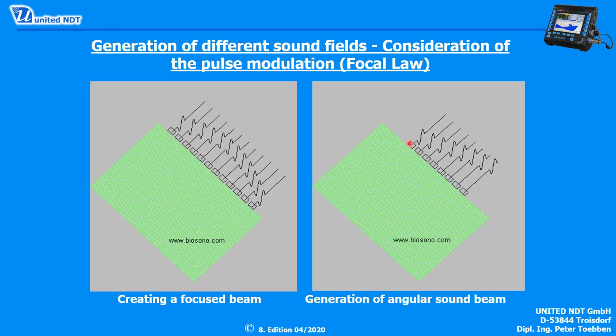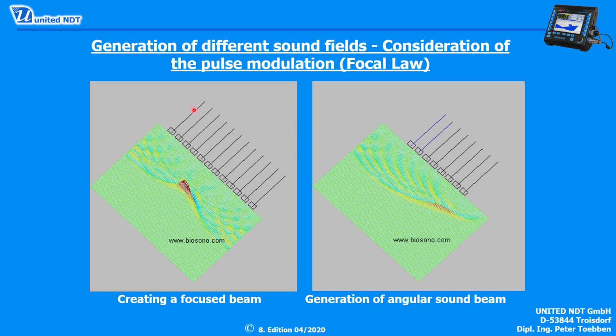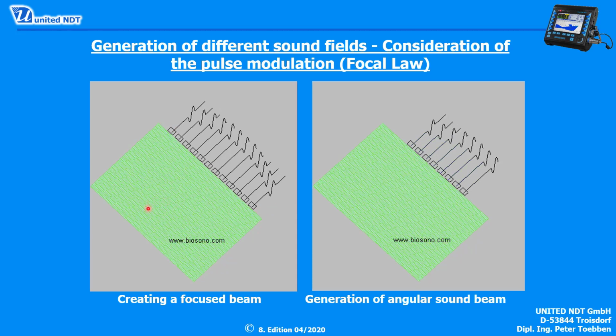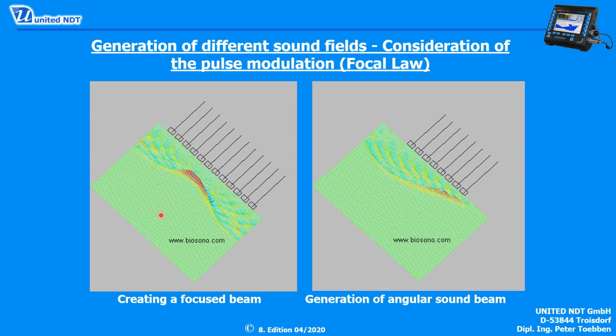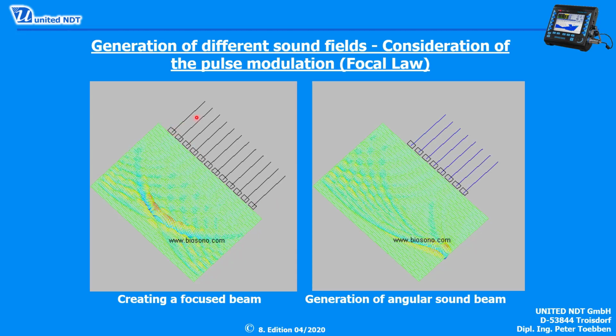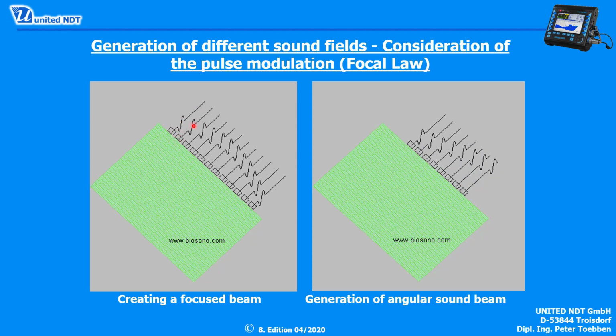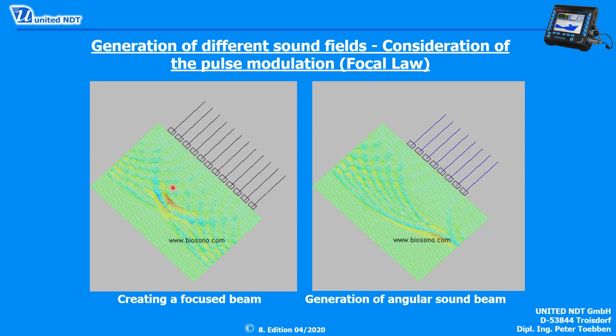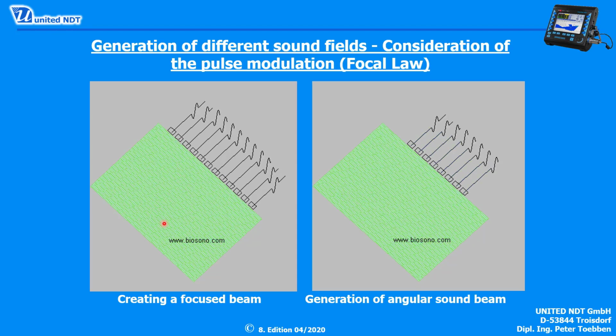And here you see a nice animation for that. Here on the left, the elements are driven in such a way that they have a resulting sound beam which is a focused one. You see here the outer ones get the first signal, and then with a certain time delay the inner ones come a bit later. So those individual waves are overlapping each other, and the resulting wave is focused at a certain distance.